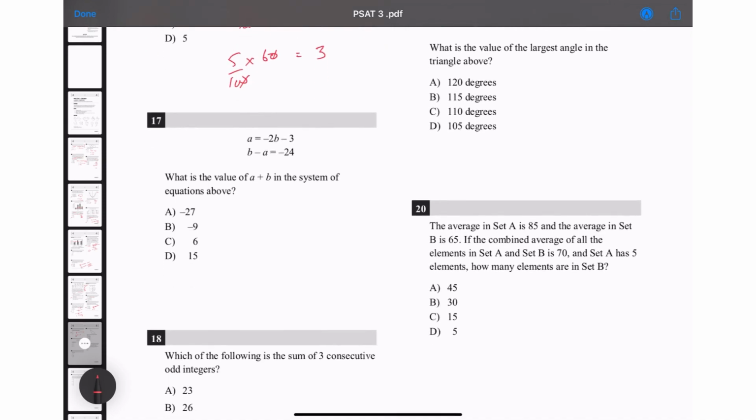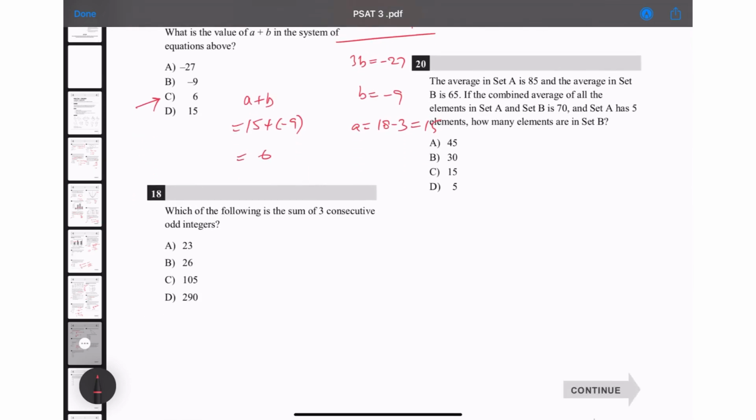Here, what is A plus B in the figure? So first of all, we just write the equations in standard form. A plus 2B is minus 3, minus A plus B is equal to minus 24. Just add the two. 3B equals minus 27. B is equal to minus 9. So when I put B equals minus 9 in the first equation, I get A is equal to 18 minus 3, which is 15. Now I need to add A and B. So 15 plus minus 9 gives you 15 minus 9, which is 6. So the answer is 6.